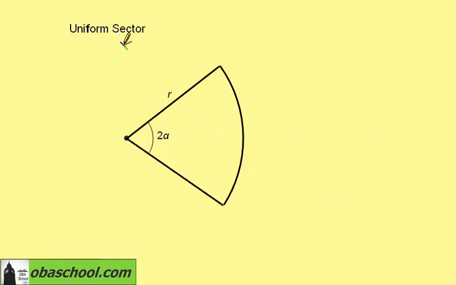The uniform sector is the second of our two more complicated results. Once again, note the angle at the center is 2 alpha. By symmetry, our center of mass must lie along this line. We want to know the position along this line of our center of mass. Let's suppose it's here.